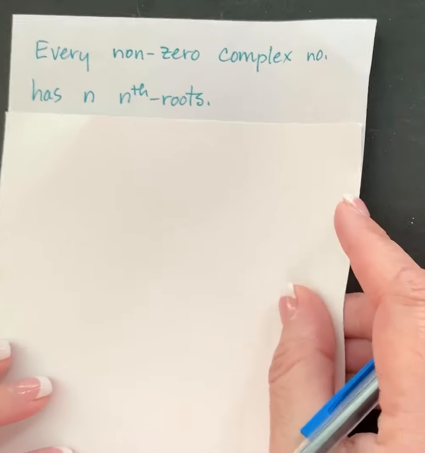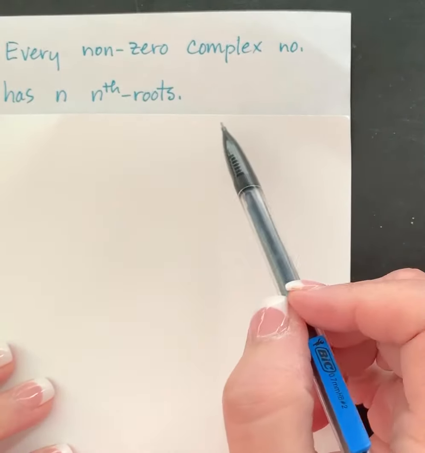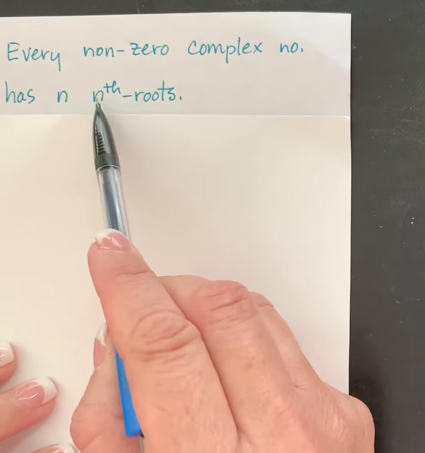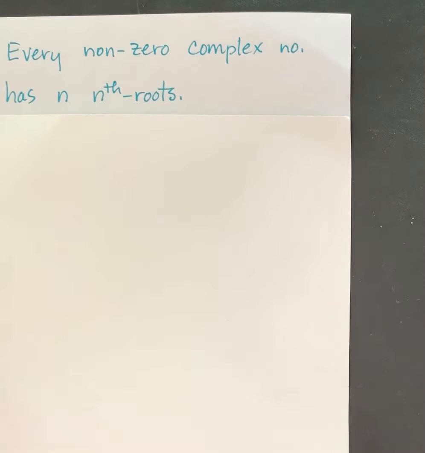All right, now it does generalize: every non-zero complex number has nth roots. So if you were talking about cube roots, every non-zero complex number has 3 cube roots. Or if you're talking about 8th roots, every non-zero complex number has 8 8th roots. So it's fairly easy to remember.